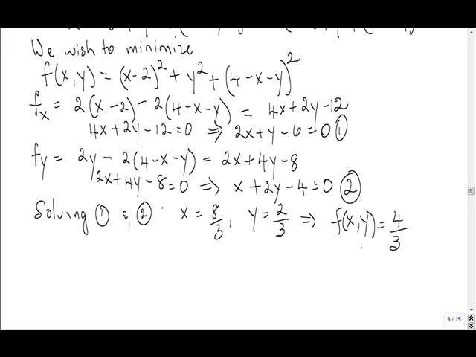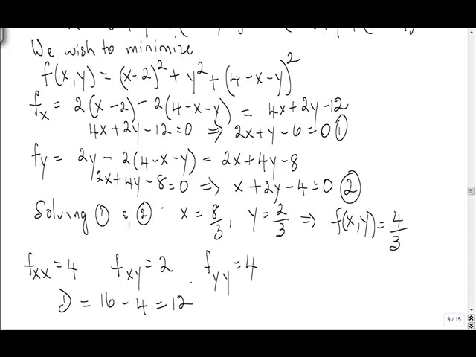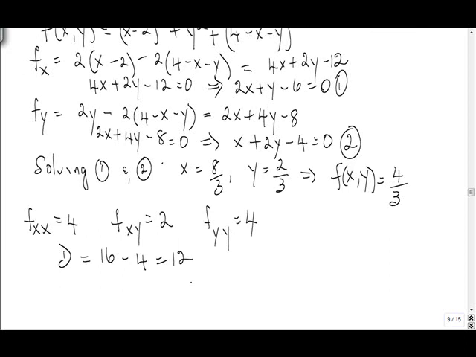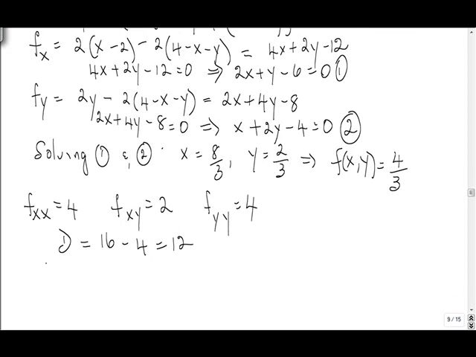Now we need to show that it's a minimum. We only got 1 point, so it has to be the minimum. But let's just test it. fxx, that leaves us with 4. fxy, that leaves us with 2. fyy, that is 4. D is 16 minus 4, which is 12. D is positive, fxx is positive, so there's a local minimum or minimum at 8 over 3, 2 over 3.